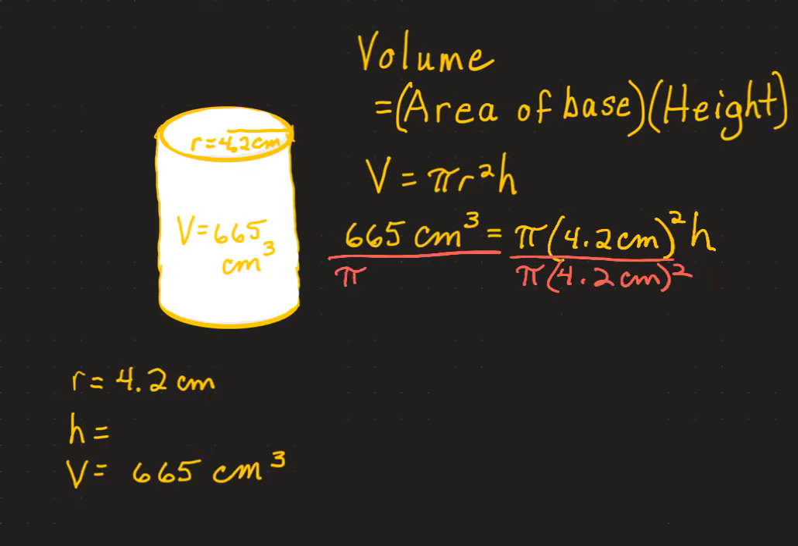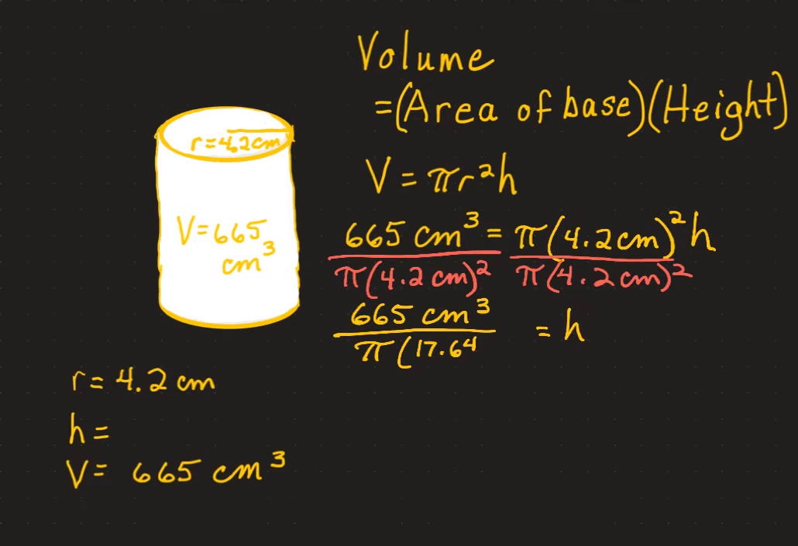Okay, so pi times (4.2 centimeters) squared. That leaves us with just an h on the right-hand side. And then we have some work to do here. 665 centimeters cubed over pi times 4.2 centimeters squared. And what is 4.2 centimeters squared? That is equal to 17.64 centimeters squared.